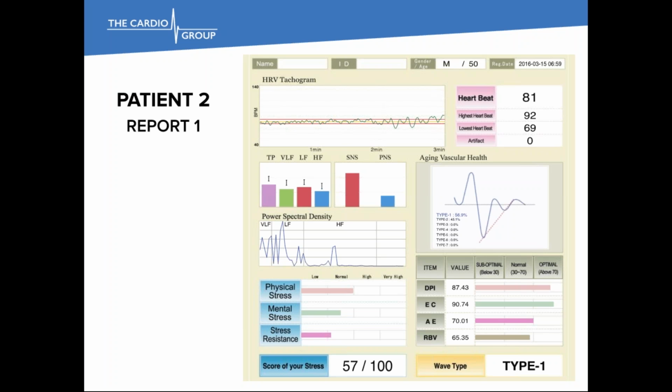When we look at their stress levels, their physical stress is normal, mental stress is normal, and stress resistance, however, is quite low. So if this were an athlete, we would basically be recovering this person, either with a very active recovery kind of protocol for exercise or even a rest day. Their stress score is up at 57 over 100. We'd like it in aggregate to be below 50.